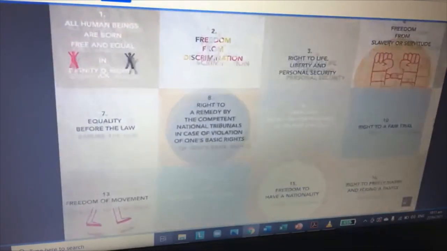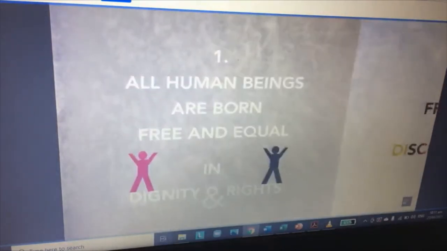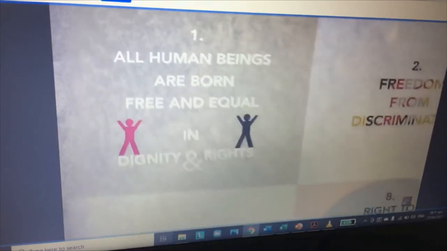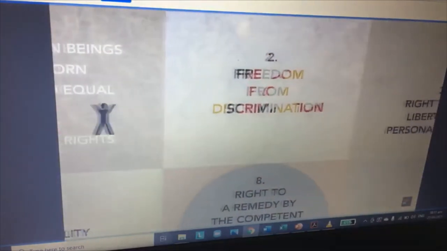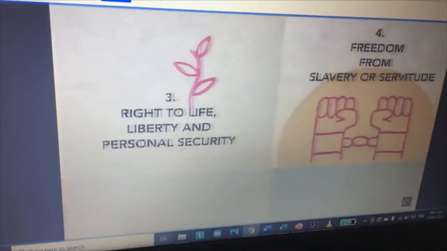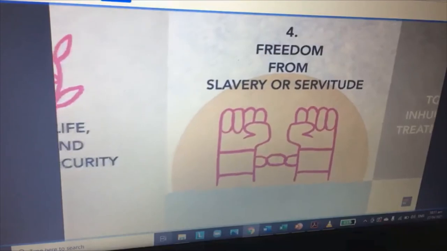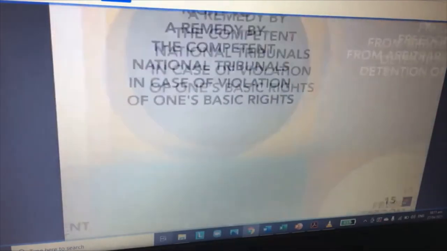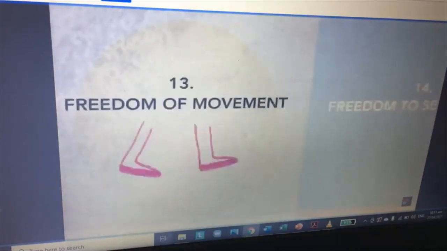The declaration is based on the principle that all human beings are born free and equal in dignity and rights. It lists 30 articles recognizing, among other things, the principle of non-discrimination and the right to life and liberty. It refers to negative freedoms, like the freedom from torture and slavery, as well as positive freedoms, such as the freedom of movement and residence.